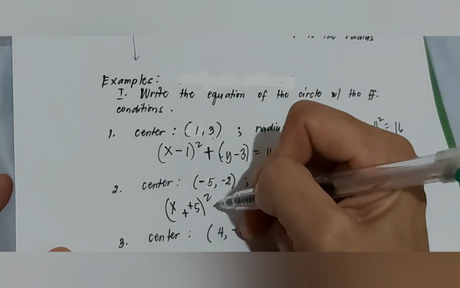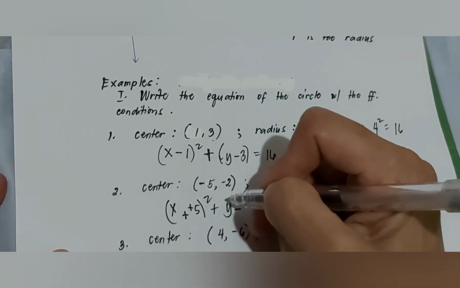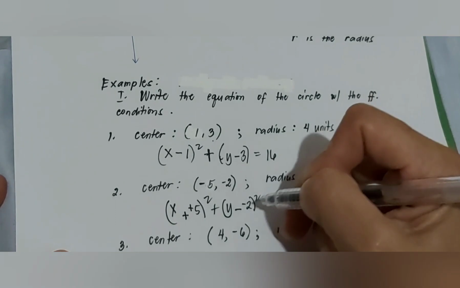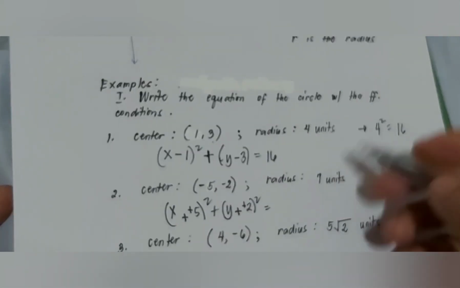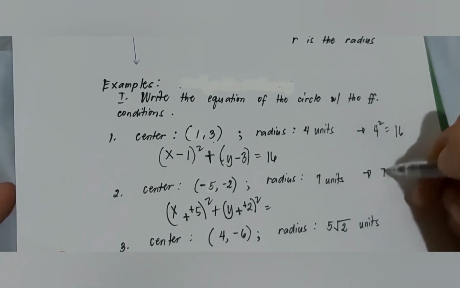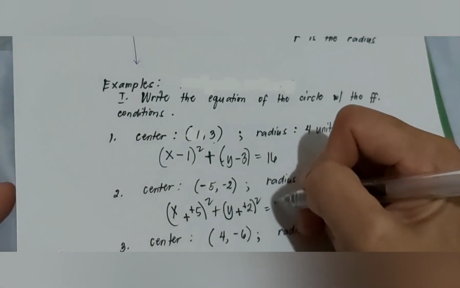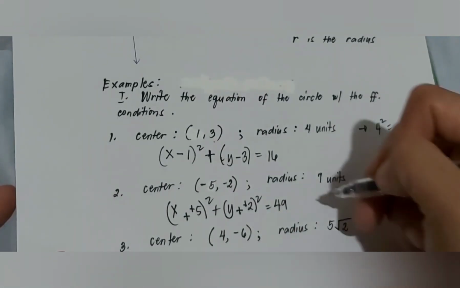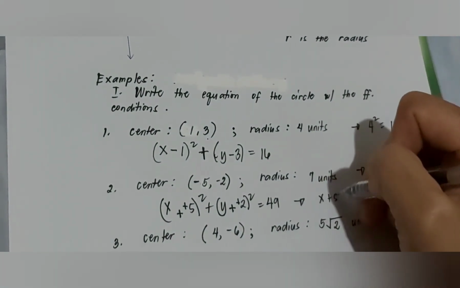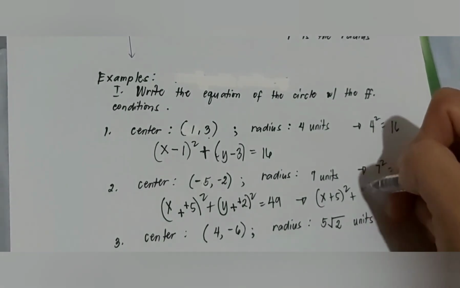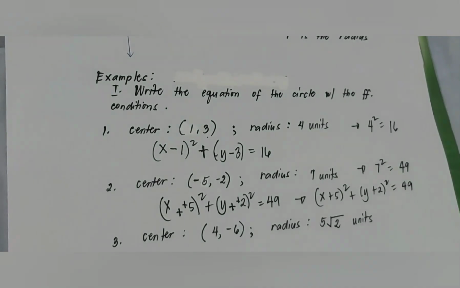Diretso na. Plus y, again, this is minus negative 2 squared. And then, pwede din siya maging plus. Equals 7. Yung 7, square na natin agad. So, this is 49. We may rewrite para mas malinaw. So, this is x plus 5 squared plus y plus 2 squared equals 49.